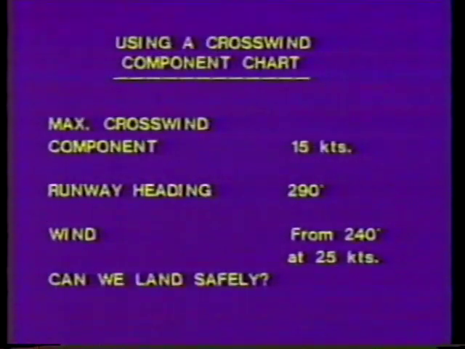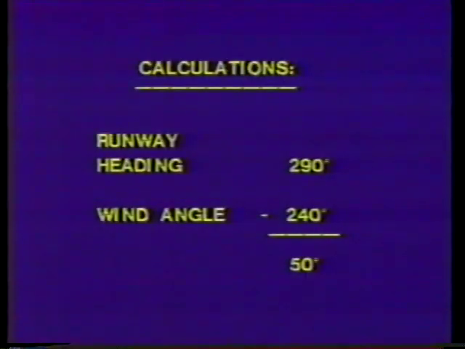Let's solve one last problem using the wind component chart. Again, the maximum crosswind component for our airplane is 15 knots. The landing runway heading is 290 degrees, and the wind is 240 degrees at 25 knots. Can we safely land? Again, you must determine the angle between the wind and the runway heading. The difference between 290 degrees and 240 degrees is 50 degrees.